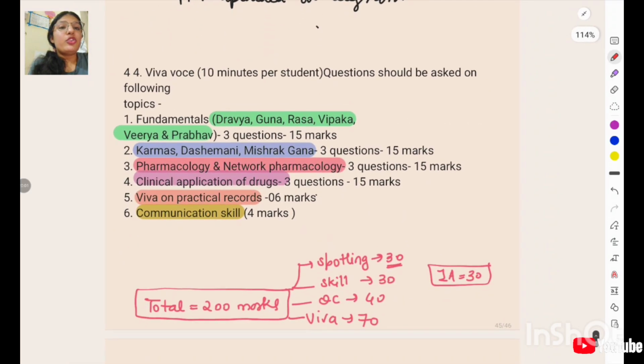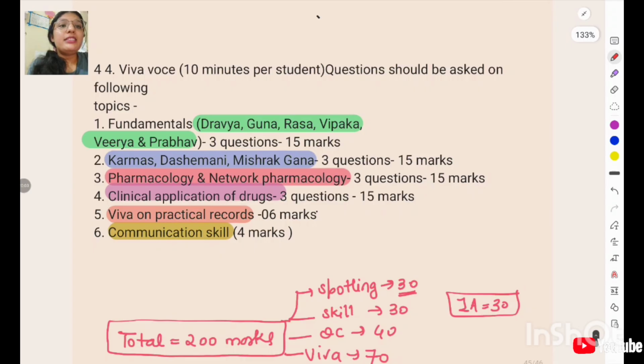And the last portion is our viva. For viva, 10 minutes per student is there, and these are the major topics that are given. Fundamentals like Dravyaguna, Rasa, Virya, Vipaka. So like 3 questions or maybe a lot are there, so you have to pick the lot and give an answer accordingly. Then for Karma and Dashamani, Mishraka Gana, 3 questions are there. Then pharmacology is also there, and from network pharmacology, clinical application of drug, like we have done our clinical scenario. The teacher can explain one case scenario like that, and you have to select the drug and give the rationale why you select that drug. Then viva on your practical record and communication skill.